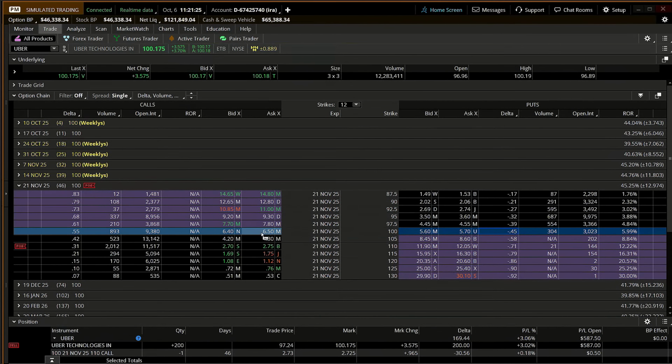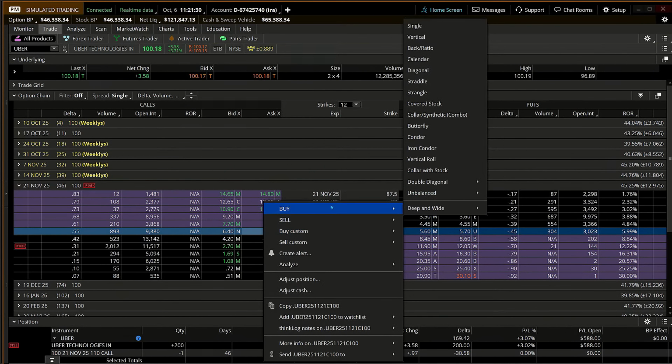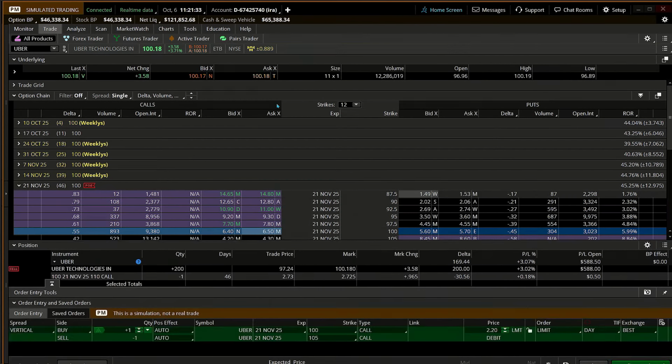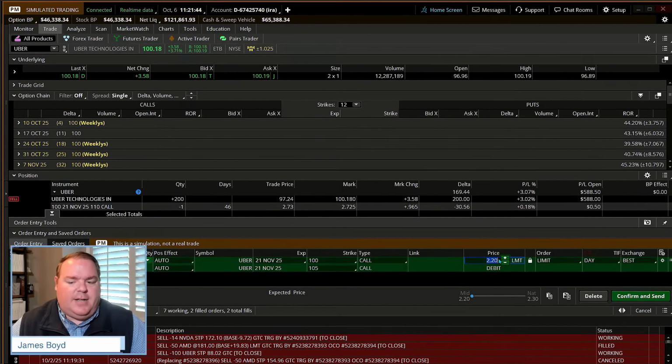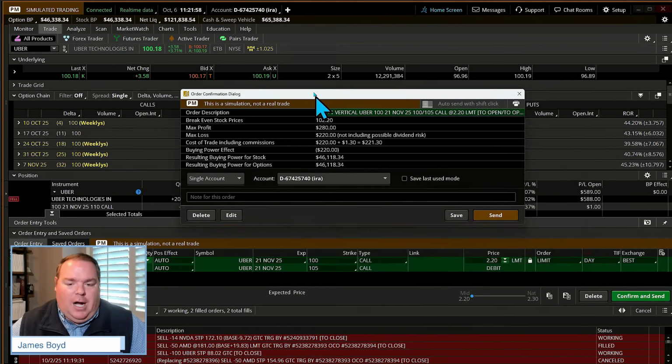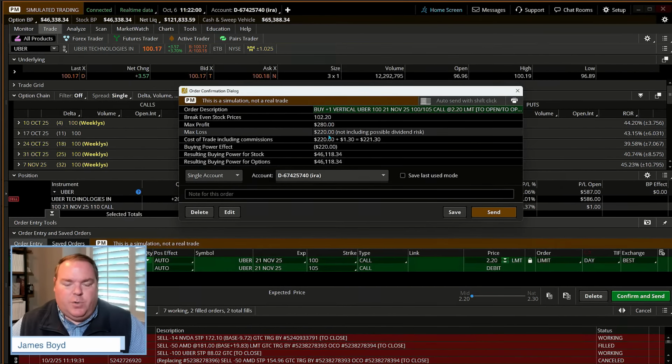Now, what I'm going to do in this case is we're going to buy the 100, and then we're going to sell the 105. Now, if we did this, if we have the right to buy the shares at 100, the right is not free, it's $2.20. So we just take $100 plus 220 gives us our break even at expiration. Now, if we position size for this and ask, what is the risk per contract given the vertical? It's $220.